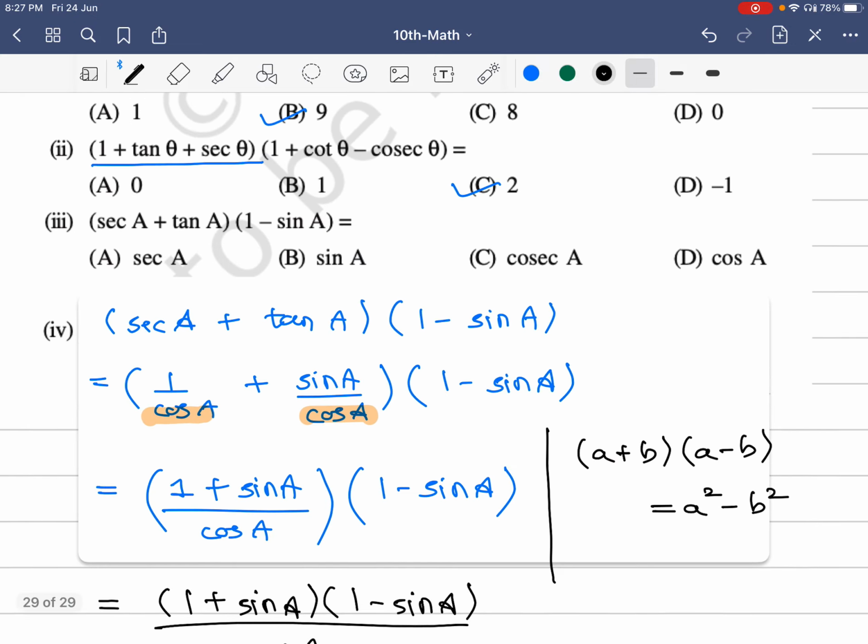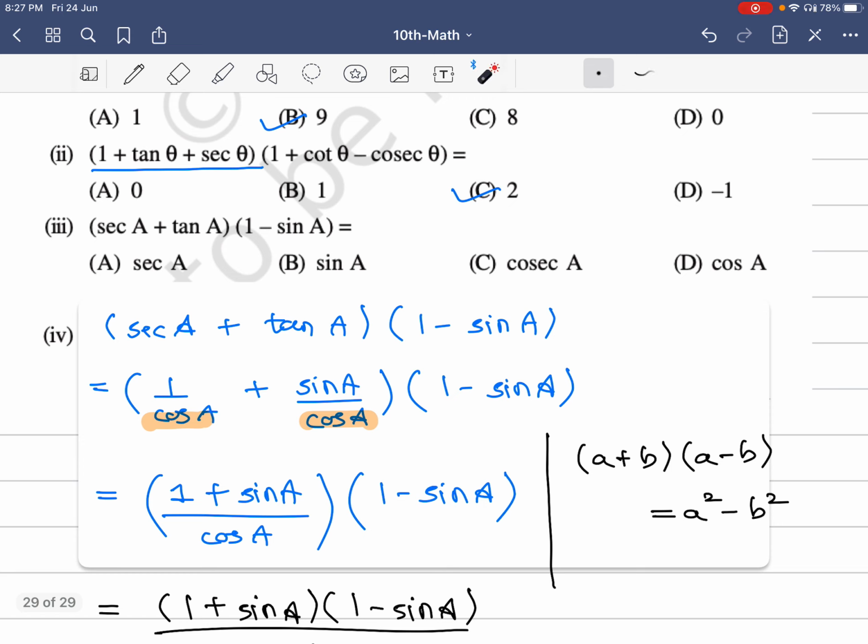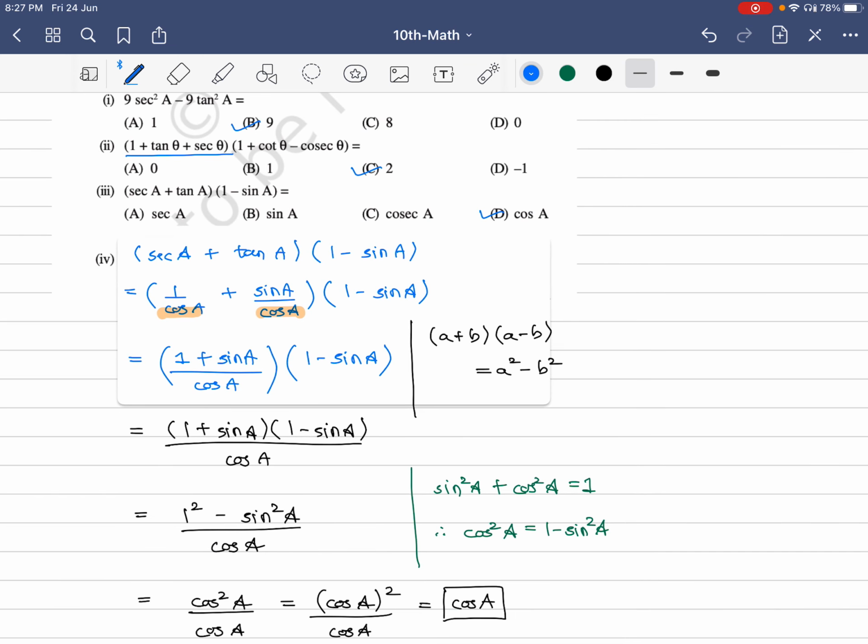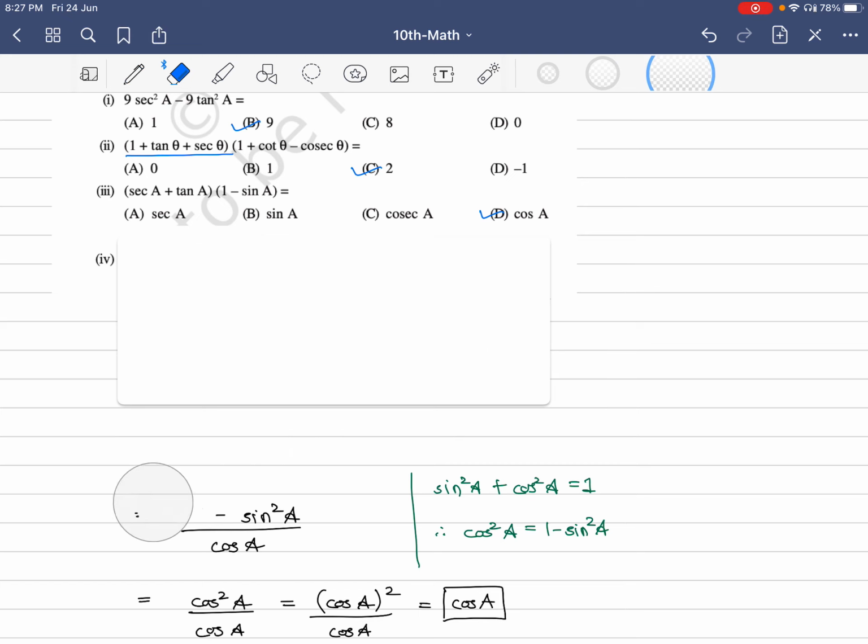Let's see if any of the options has this. Yes. So option number D has cos of a. So I'm going to just tick mark that. Option D is the right answer. So this is how we have solved problem number 3. Now once again let's erase this.